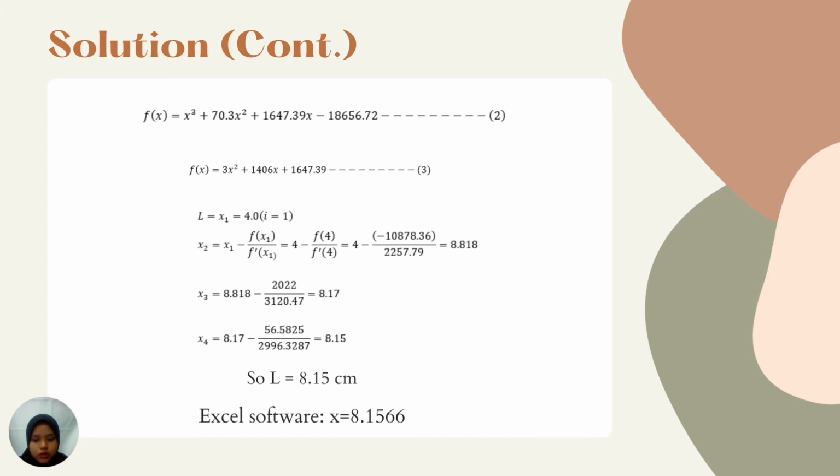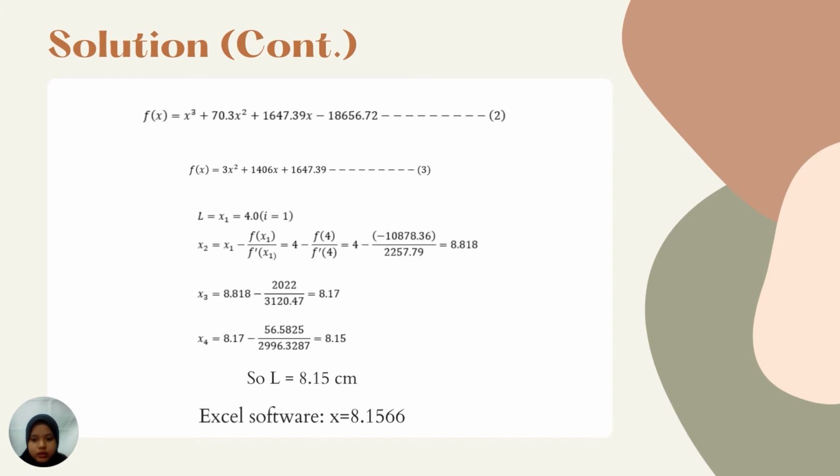We will estimate the root of equation 1 to be x1 equal to 4.0, i equal to 1, and using the equation for the next estimate, x2 equal to x1 minus f(x1) over f prime(x1), so equal to 8.818, and x2 equal to 8.17, and x4 equal to 8.15. So L equal to 8.15 cm.